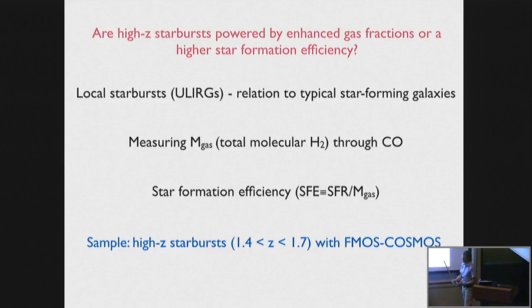Star-forming population. So at redshift 0, we have a star-forming population that's been studied to death, the ULIRGs. And so we know something about their gas masses through carbon monoxide, as I'll mention. So you need to use efficiency. How efficient are these galaxies at forming stars?